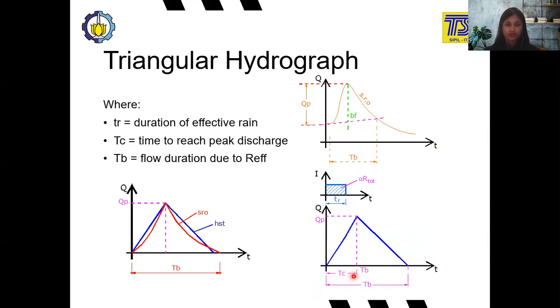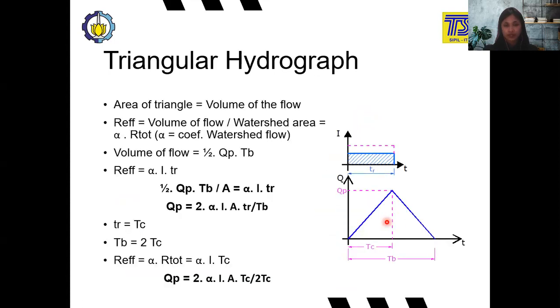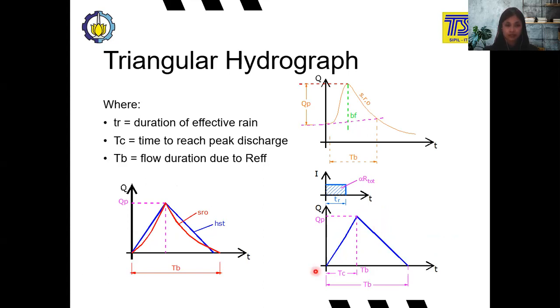So Tc, the time to reach the peak discharge, can be like this if the rainfall duration is smaller than or equal to the time to reach peak discharge. I think it will be clearer if we use an example. First, here we have the surface runoff, and here is the hydrograph. The curve will be similar to the triangular hydrograph. The difference is that the shape will be triangular, so that you can calculate the area of this hydrograph more easily using the triangle equation.